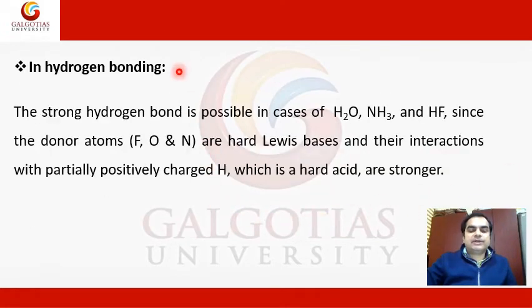The first application of the HSAB concept is in hydrogen bonding. We know that strong hydrogen bonds are possible in the case of H2O, NH3, and HF, since the donor atoms, that is F, O, and N, are hard Lewis bases, and their interaction with the partially positively charged H, which is a hard acid, is stronger. So that's why it can be utilized in hydrogen bonding.